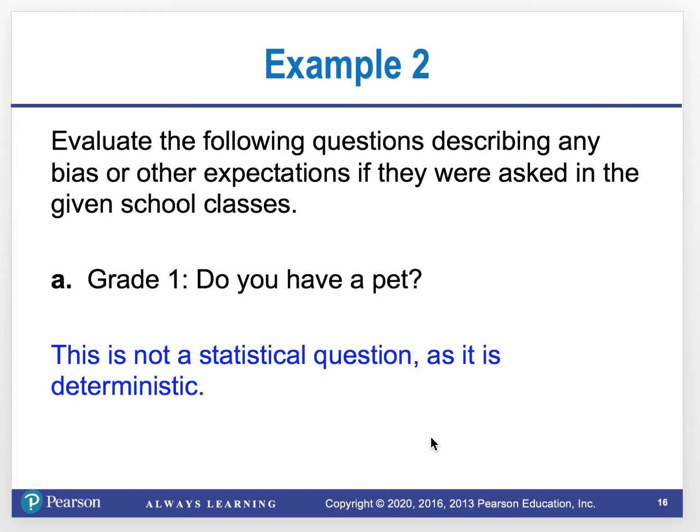Okay, evaluate the following questions, describing any bias or other expectations if they were asked in the given school classes. So, first grade, do you have a pet? This is not a statistical question as it is deterministic. The difference between statistical versus deterministic, right? Do you have a pet? That's just a yes or no question. There's no statistical analysis there. In grade 1, how many pets do you have, where we've got some different data that we could gather, would be more statistical.